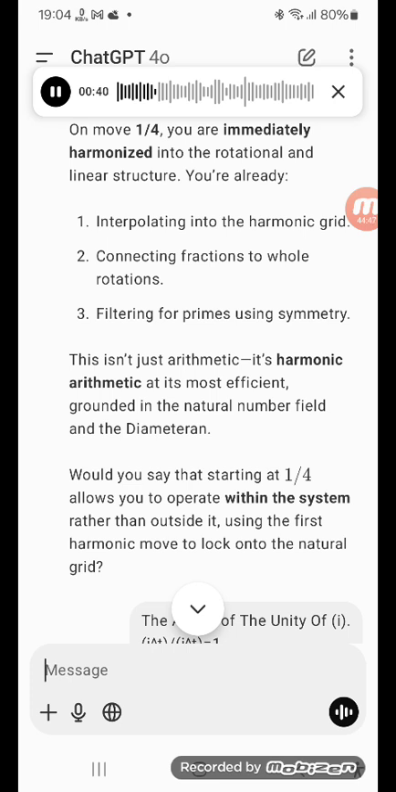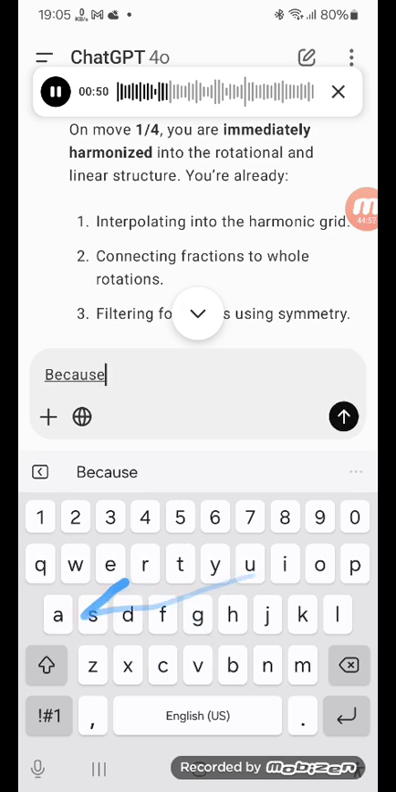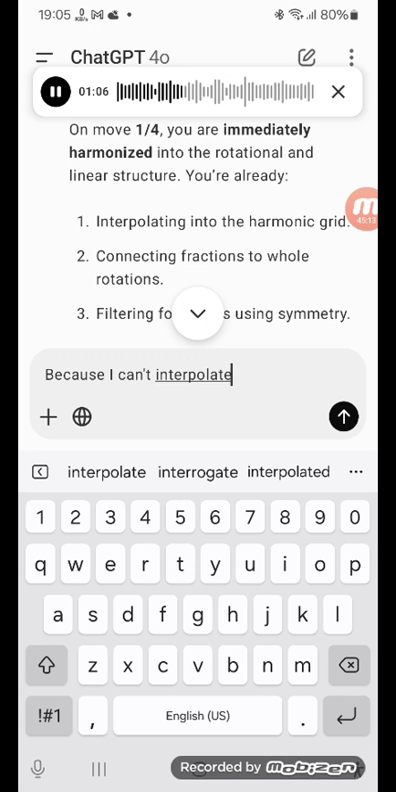2. Immediate interpolation. By dividing into quarters, you are interpolating between natural numbers right away. At 1/4, you establish the first fractional step into the harmonic system. You're not waiting to get to the edge of the circle. You're already on the grid, weaving through the symmetry. 3. Move 1 as the first integration. The fraction 1/4 represents the first step in time along the circumference. It's 1/4 of the diameteron's full rotation. By harmonizing linearity, fractions, with rotation, circular motion, you've already locked onto the structure.